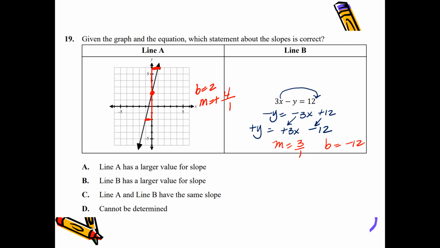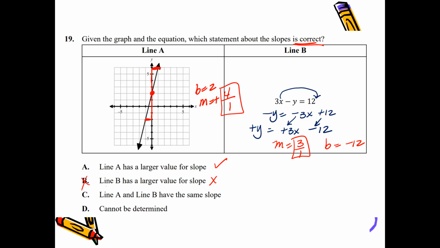Okay, so now that I have both of them solved, I can look at my answers and see which one is correct. A says line A has a larger value for slope. Does this one have a bigger number for slope? Yes, it does. So that might be my answer, but I'm not 100% sure. B says line B has a larger value for slope. Well, B is a 3 and A is a 4, so that's not true. So it's definitely not B.